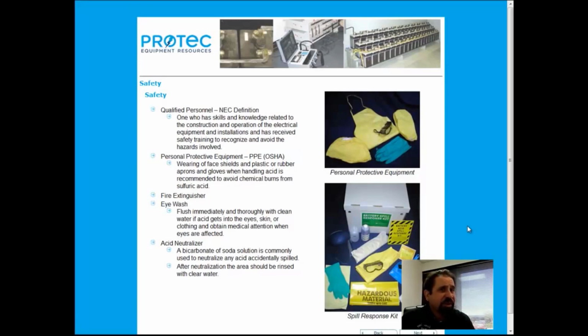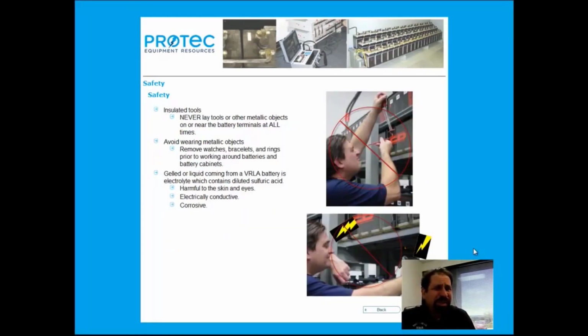There should always be a fire extinguisher within the vicinity of the battery room or inside the battery room. An eye wash station where we can flush immediately and thoroughly with clean water if acid gets into the eye, skin, or on the clothing, and obtain medical attention when eyes are affected. An acid neutralizer, typically a bicarbonate of soda solution, can act as a neutralizer for acids in the event of accidental spills. We should be using insulated tools, and we should never lay tools on other metallic objects or near the battery terminals. We should avoid wearing metallic objects such as wristwatches, bracelets, rings, anything that can be conductive.